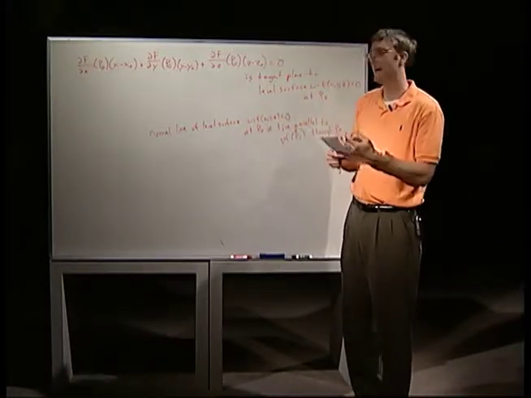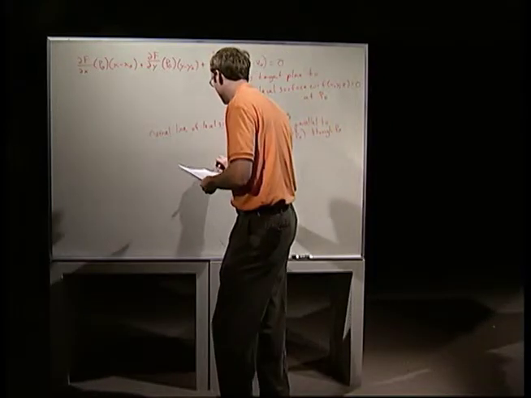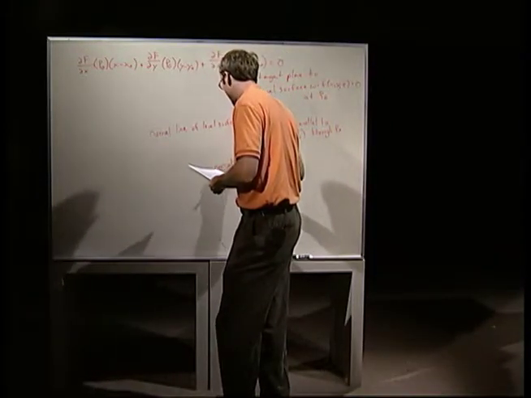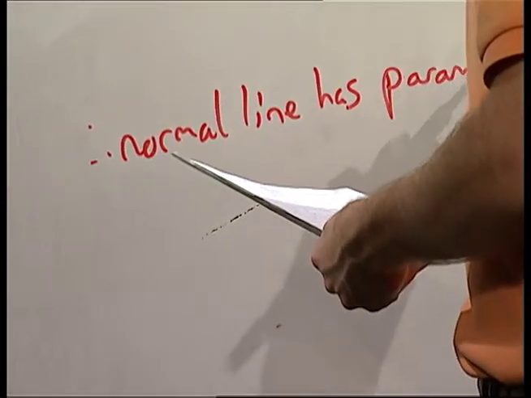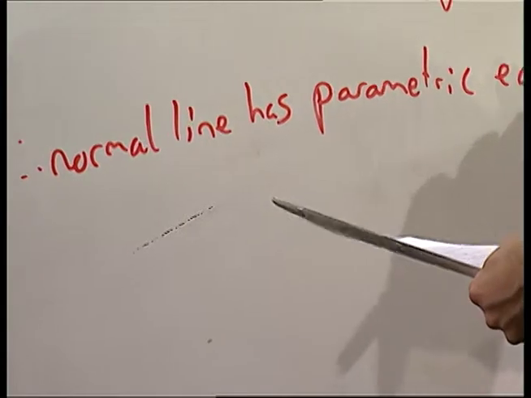Okay, so the tangent plane obviously shifts from point to point, and so p naught is important here. And it's worth noting that the normal line has parametric equations. They're easy to find because we need a parallel vector and a point, and we have them both. Normal line has equations.